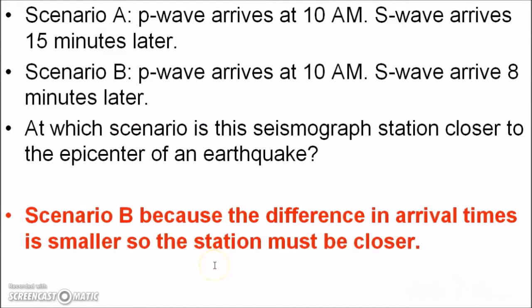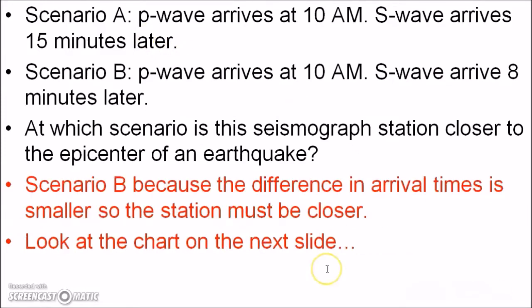Well, it's definitely closer to the second earthquake because the difference in arrival times is smaller, so the station must be closer. Here, the secondary wave arrived 8 minutes later, and in this one, the secondary wave arrived 15 minutes later. Now let's take a look at this chart in the next slide.